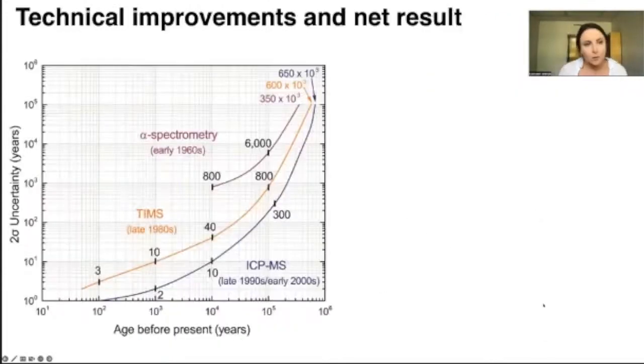So, a little bit more about these technical improvements and how they have allowed us to really decrease the uncertainty of our ages as well as extend the limit of uranium-thorium dating. In pink, we have alpha spectrometry. This is alpha counting. In yellow is TIMS, the thermal ionization mass spectrometry that was developed in the late 1980s. And then ICP-MS, which today is state-of-the-art, has allowed us to not only decrease our 2 sigma uncertainties, but also extend the uranium-thorium dating limit that we were talking about earlier to about 650,000 years.